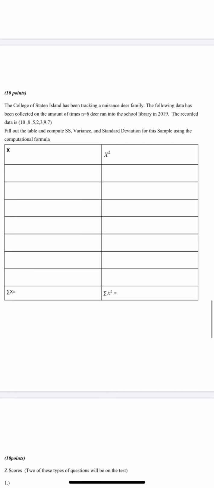So fill out the table. What you do here is you just plot all the x's. So you got 10, 8, 5, 2, 3, 9, 7. You get the sum of x, which equals 44. Then you square each number. 10 squared is 100, 8 squared is 64, 5 squared is 25, 2 squared is 4, 3 squared is 9, 9 squared is 81, 7 squared is 49. So the sum of x squared is 332.